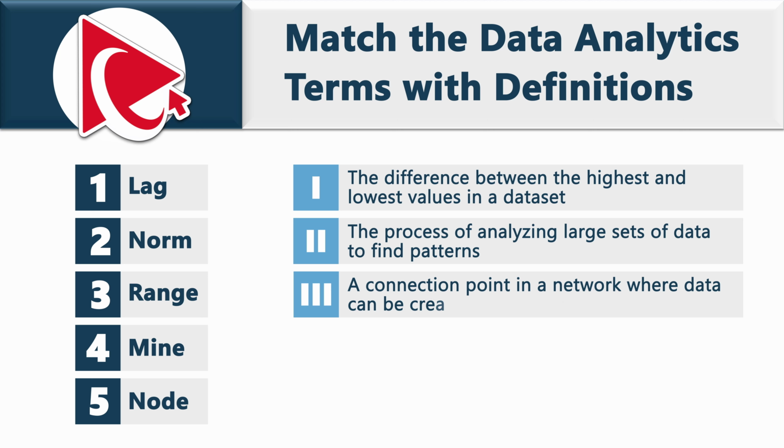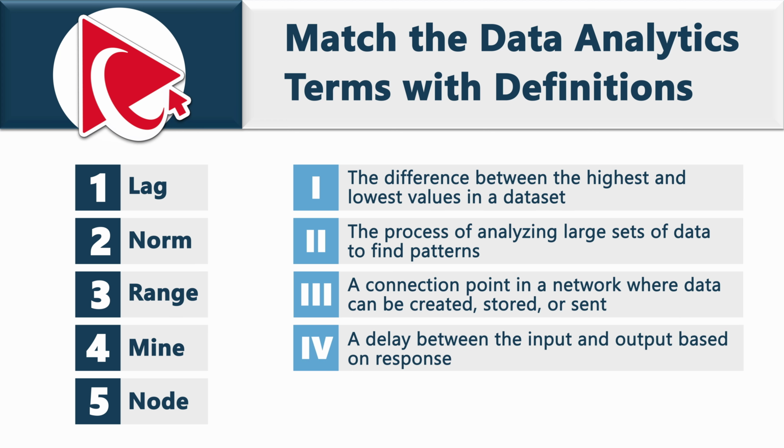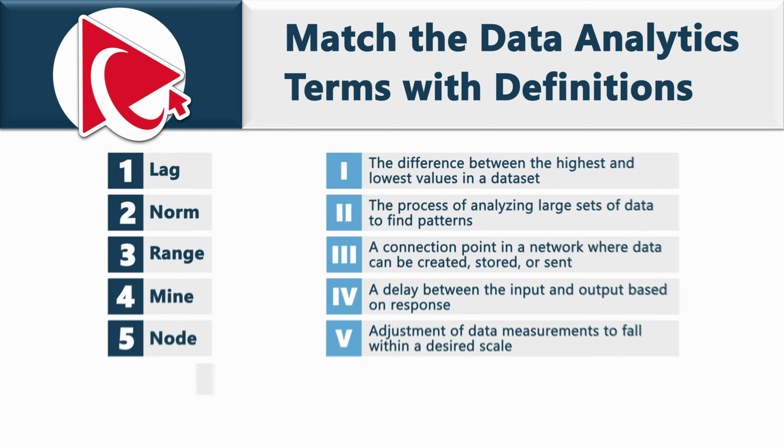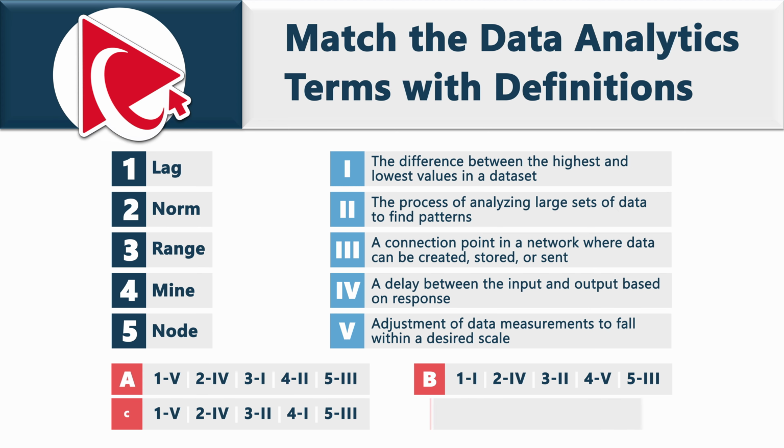Then comes the third definition, a connection point in a network where data can be created, stored, or sent. Number 4 is a delay between the input and the output based on the response. And last but not least, number 5 definition is adjustment of data measurements to fall within a desired scale. And your choices for the answers are A, B, C, and D.